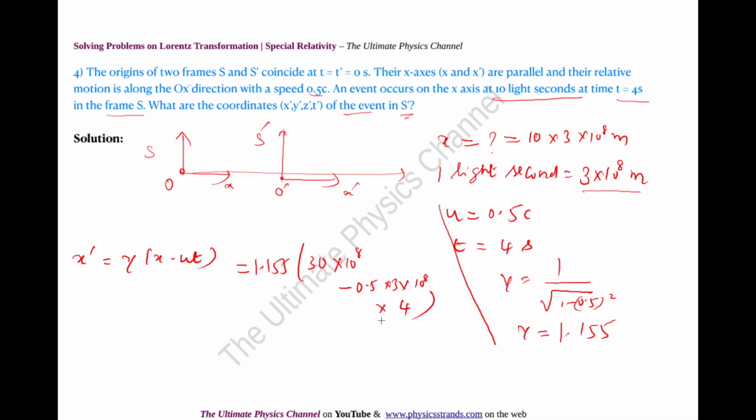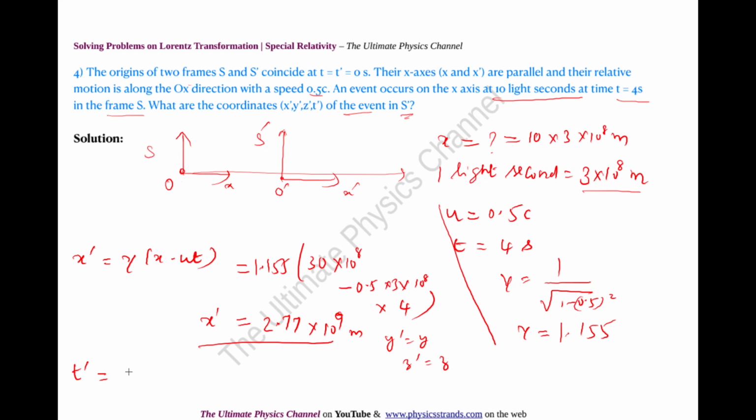So that is going to be 10 minus 2, because here we have 3 into 10 power 8 as common. If I take it out and do the calculations, I can write x prime as 2.77 into 10 power 9 meters. This is what I'm getting as the x prime coordinate in this case. I can also calculate the t prime coordinate, because my y prime is the same as y, and z prime is equal to z, so no problem.